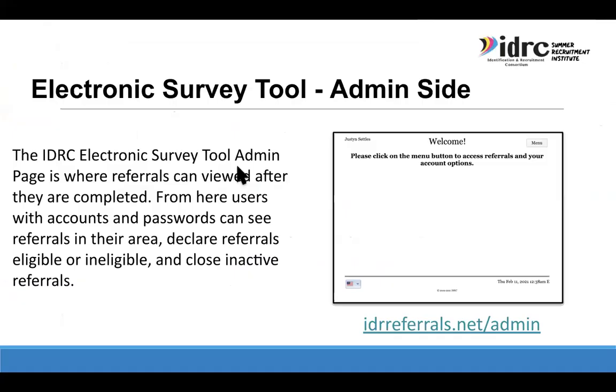There is also an administrative side of the electronic survey tool. The electronic survey tool admin page is where referrals can be viewed after they're completed, and that's where you can declare them eligible or ineligible as well.